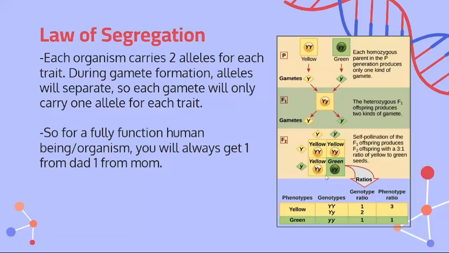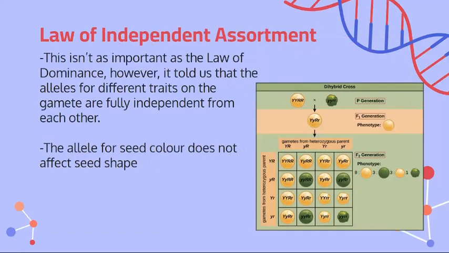But you thought this was the limit of Mendel? Nah. Mendel came up with another law that's even smarter. So he came up with the idea, hey, what if I used the raincoat and ugly looking green seed, and I pollinated with a yellow round seed? What happens? So he came up with the law of independent assortment. So this isn't as important as the law of dominance or the law of segregation. However, it tells us that the alleles for different traits on the gamete are fully and absolutely independent from each other. So the allele for seed color does not affect shape or whatever.